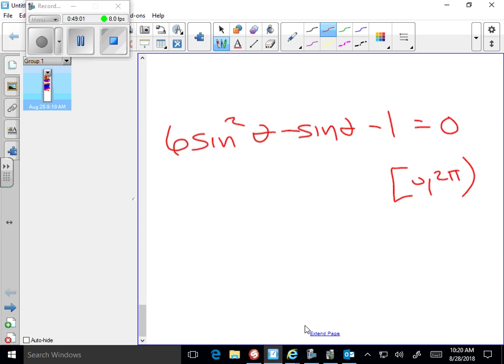Bell's about to ring. 3.481, 5.943, pi over 6, and 5 pi over 6. 2 I know from the unit circle, 2 I don't know from the unit circle that I need my calculator for. Yes, Grant? Yeah, this foils to be 6 sine squared. Grant, a question? Okay.